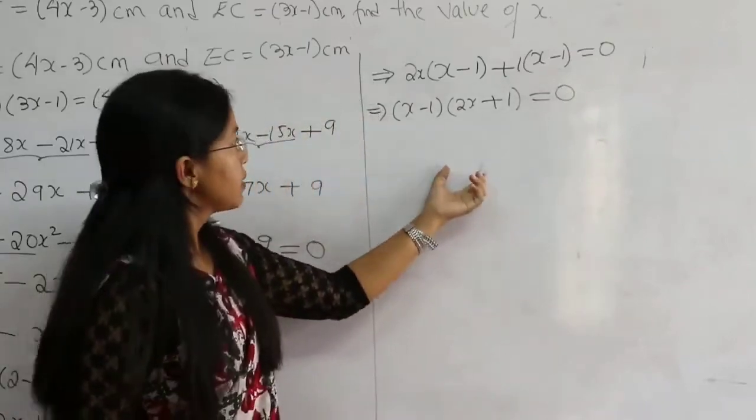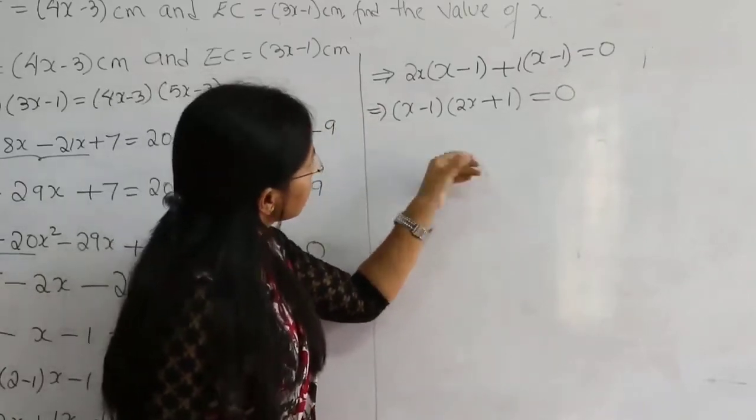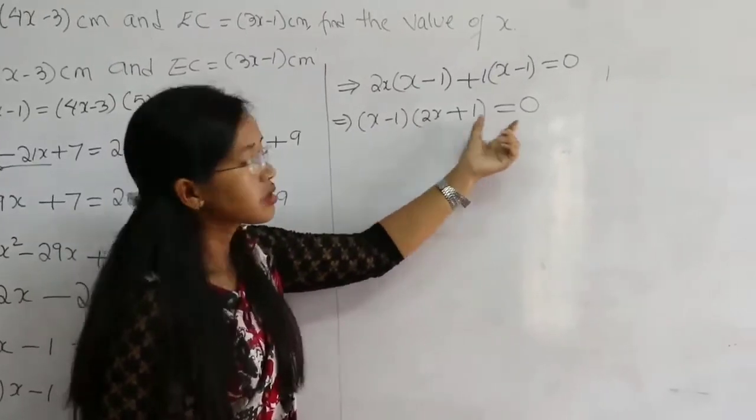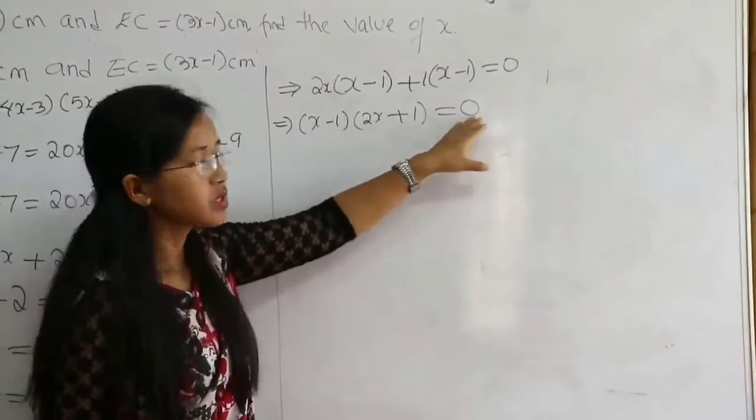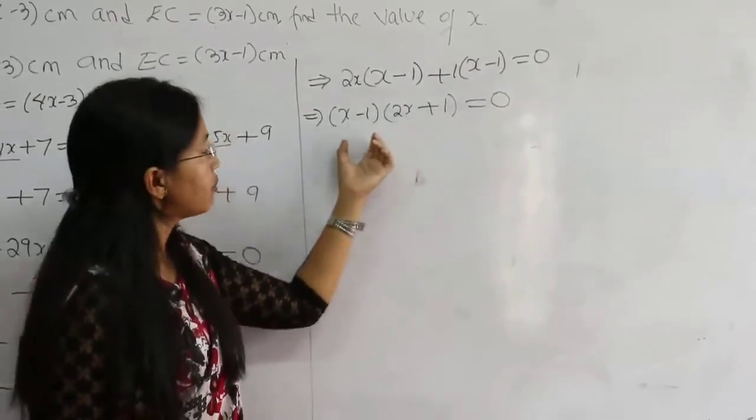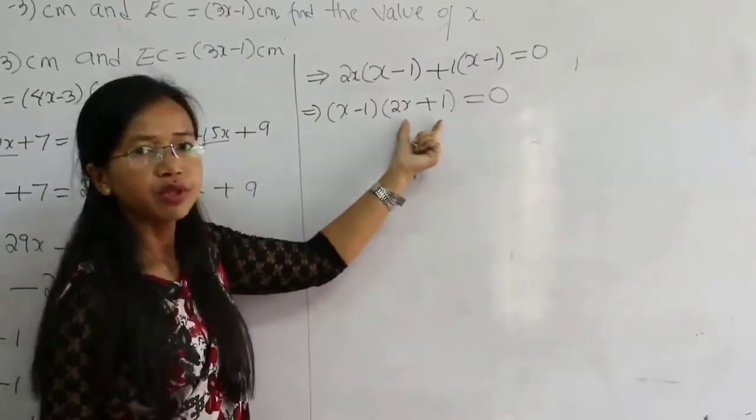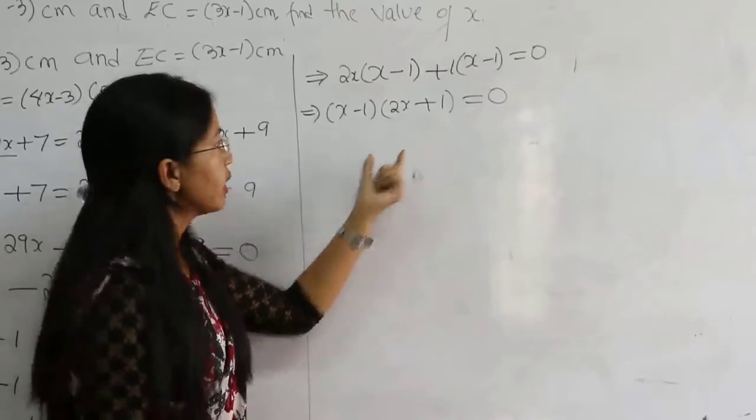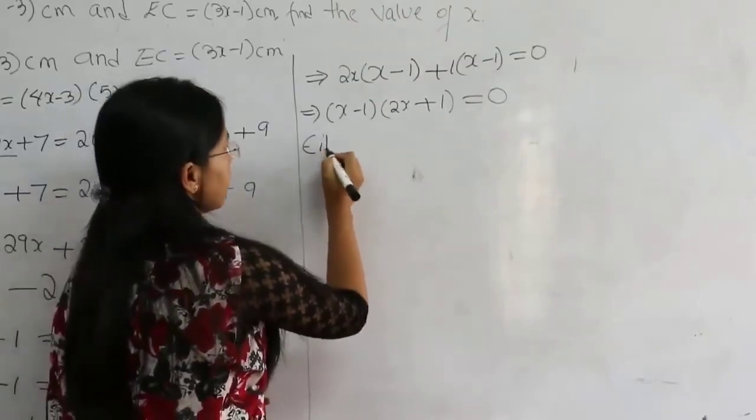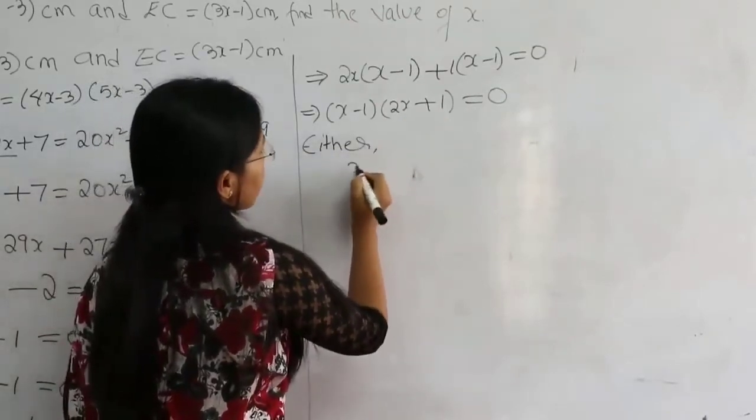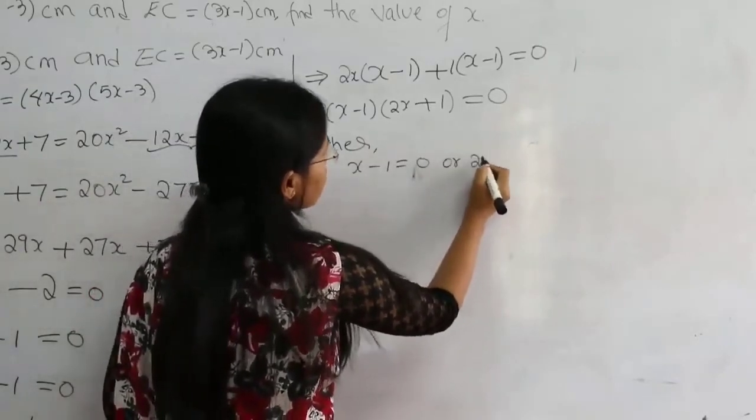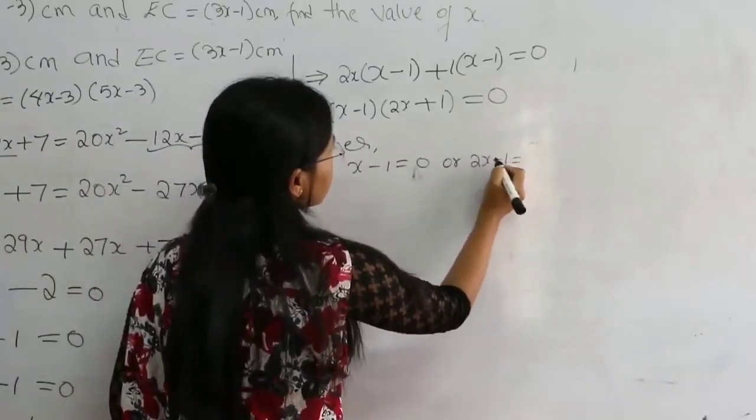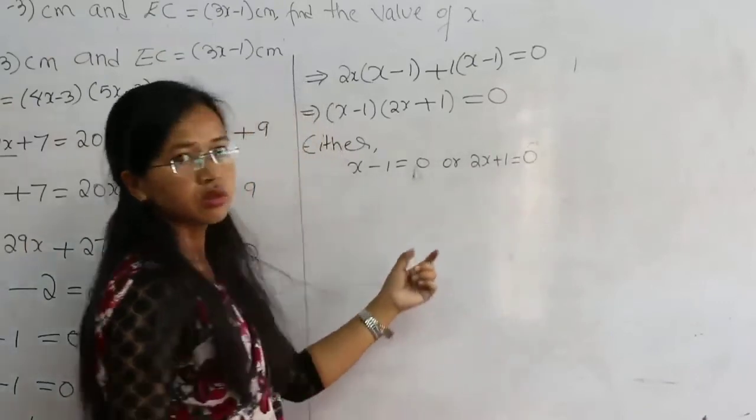Right? So we reach here, product of these two is equal to 0. Alright? Product of these two polynomials is equal to 0. What happened? Any one of these will be equal to 0. Alright? So we get either x minus 1 equals 0 or 2x plus 1 equal to 0.